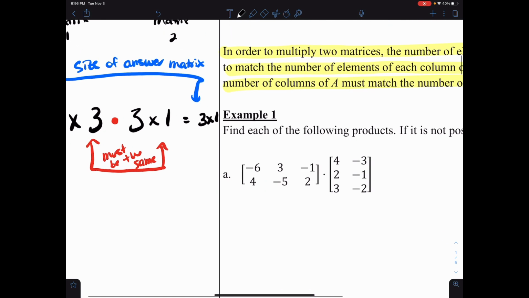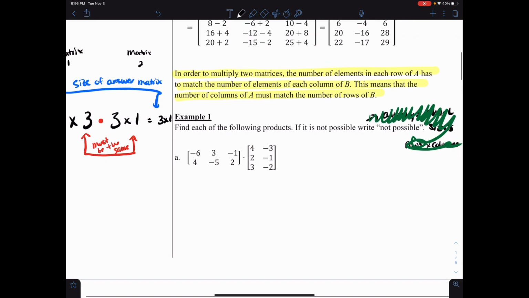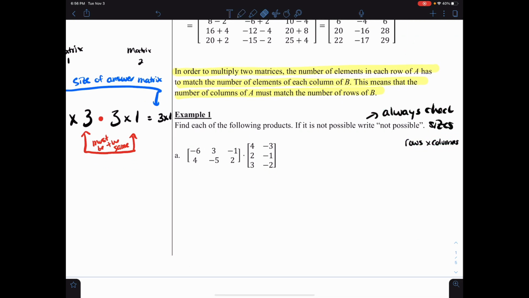So when we jump into a few examples, that's the first thing we always have to do. And I just clarified that on my notes because you'll see it in the directions. It says find the following products. We're going to multiply two matrices, and it just says if it's not possible, write not possible.